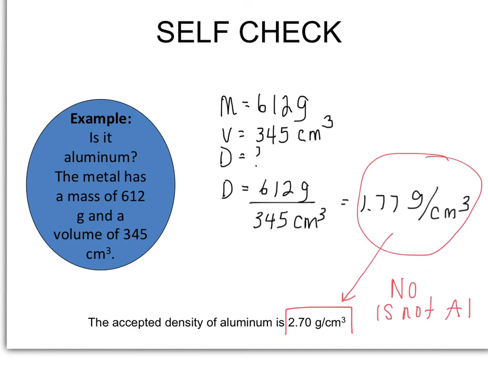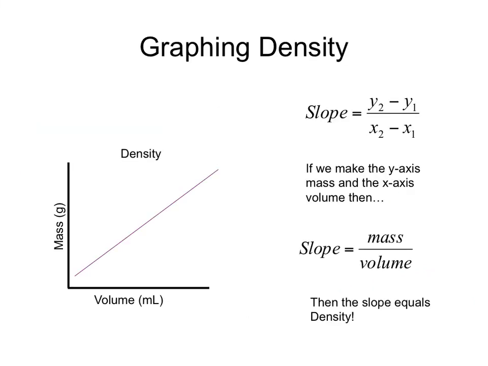Remember that density is a physical property, and it's actually an intensive property. As the mass will increase, so will the volume in the same proportional ratio. So whether you are looking at a small sample of aluminum or a large sample of aluminum, the density should always be the same. The last thing I want to mention is that we can actually graph density.